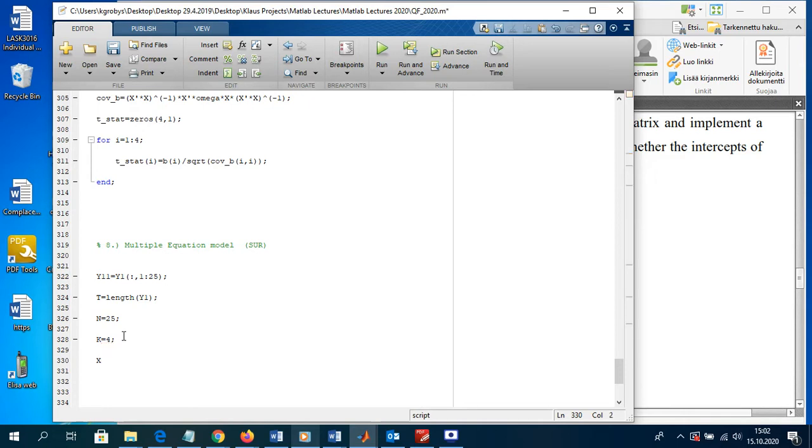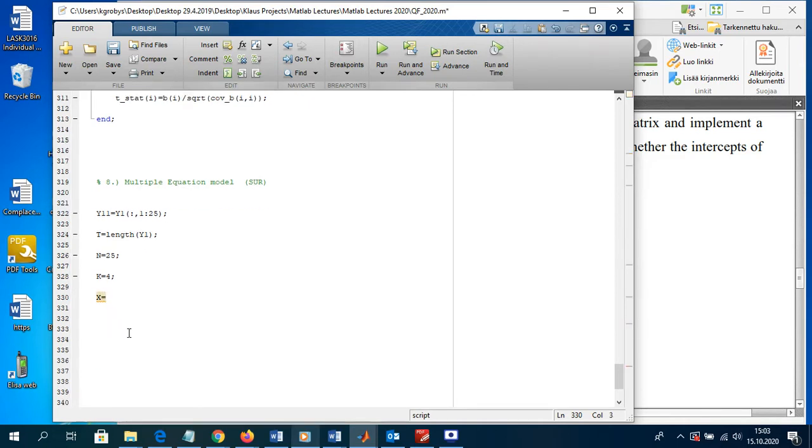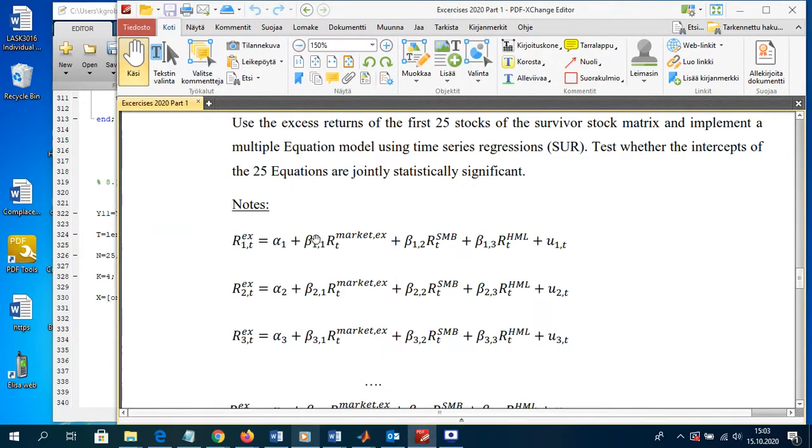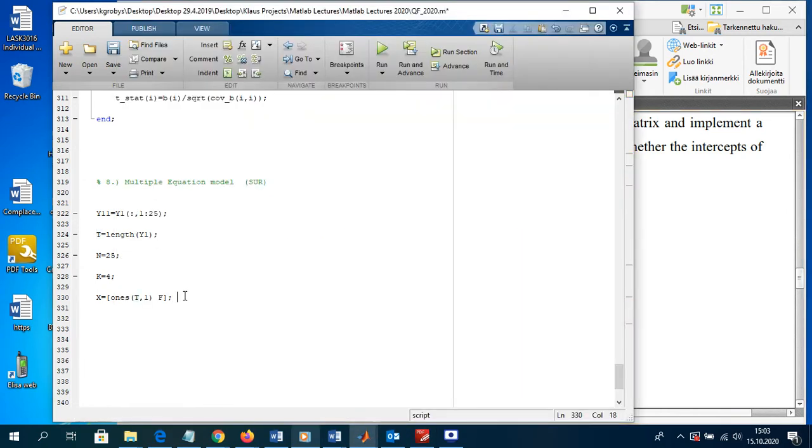Next, we want to define our regressor matrix X, and we have already done it earlier, but let's do it one more time. So it's ones, in parentheses, capital T, 1. So we want to have a column vector, one column vector that has T ones. So it's a 497 by 1 vector. And we want to also add our risk factor matrix, because we want to have these three risk factors here, and here a vector of ones that captures the intercept term in our regressor matrix.